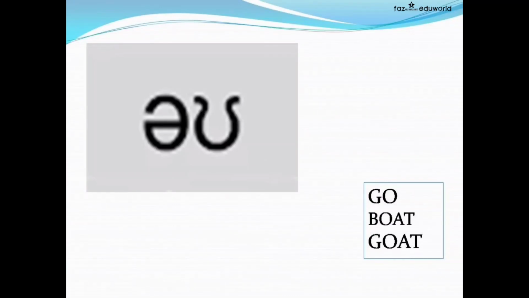Next is o. It's a combination of the sounds u and u, o. We have go, bird, god, o.